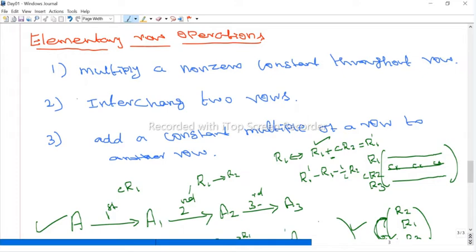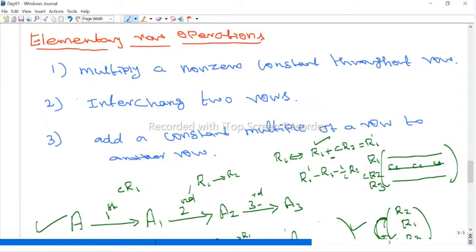So similarly, we can do it for columns also. You can multiply some non-zero constant to some column, or interchange two columns, or add a constant multiple of one column to another. You can use any one, but it is better we use the row operation. But column operation is also the same thing. Instead of row, we can take the column. So this is elementary row operation.